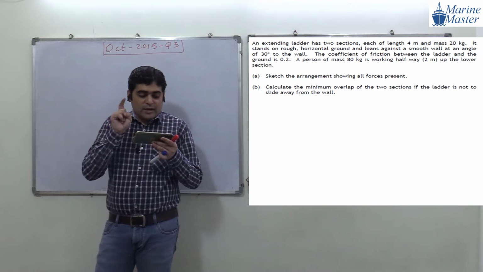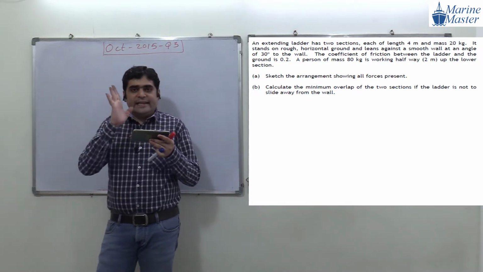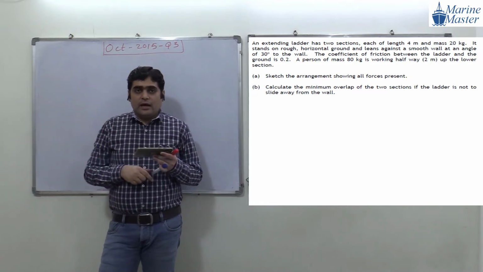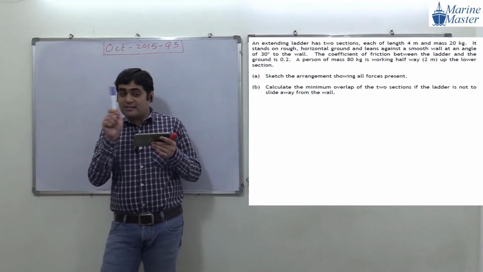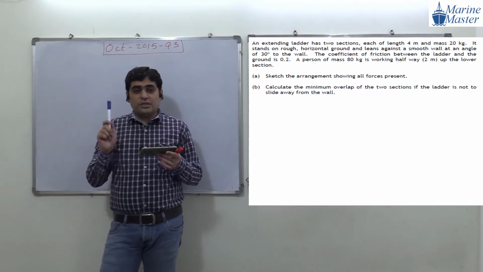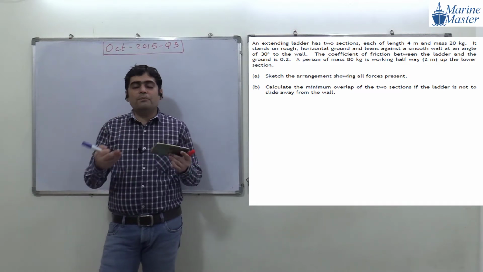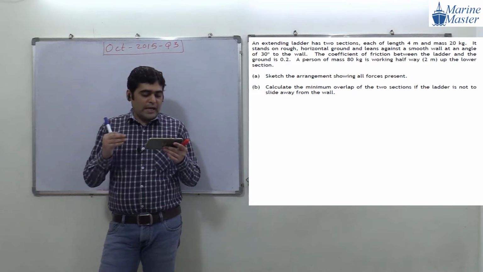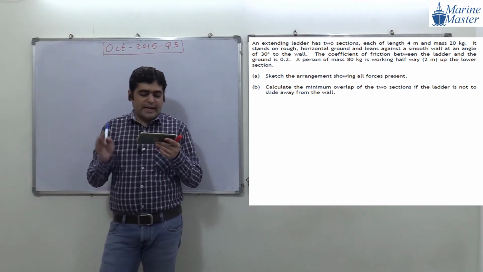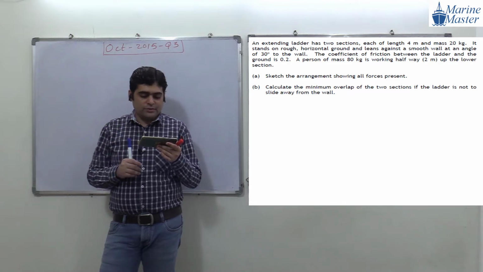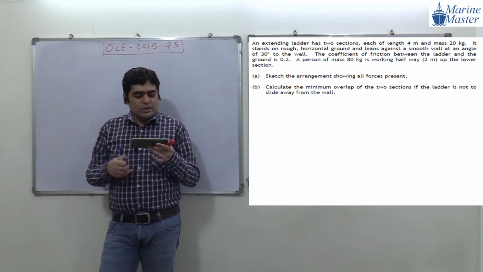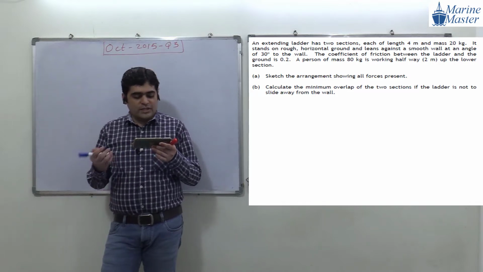It stands on a rough horizontal ground and leans against a smooth wall. So that extending ladder leans against a smooth wall. Underline that word. What is the meaning of smooth wall? It means the wall is frictionless, so there is no friction force on the wall, and the ground has a friction force. The coefficient of friction between the ladder and the ground is 0.2. So mu is 0.2.